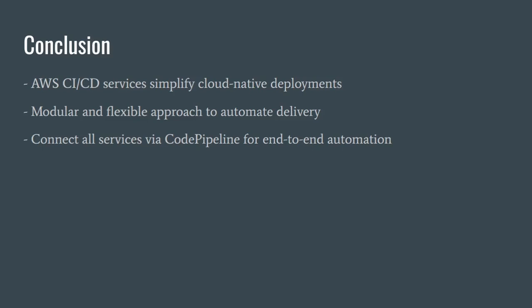To wrap up, leveraging AWS's CI/CD services can greatly simplify your cloud-native deployments. This modular approach helps you focus on specific areas of automation, whether it's continuous integration with CodeBuild or deployment automation with CodeDeploy. And by connecting everything with CodePipeline, you create a fully automated end-to-end software delivery process.